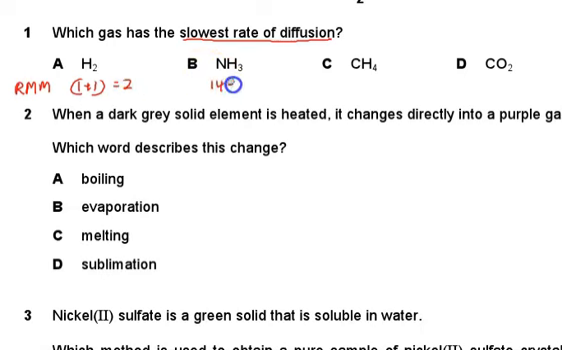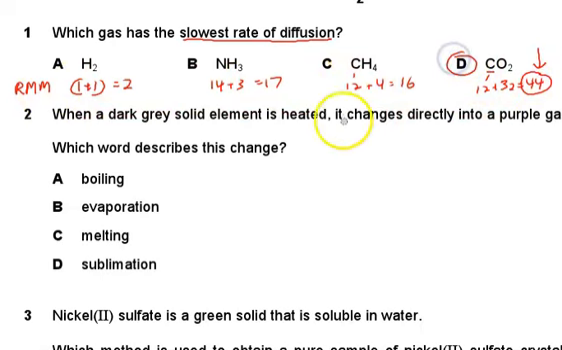Here it will be 14 plus 3, which is 17. Here you have 12 plus hydrogen, 1 multiplied by 4, you get 4, total is 16. And this is the heaviest one: 12 plus 16 multiplied by 2, which is 32, giving 44. So you can see that it is the heaviest in terms of the weight, the RMM. So your answer is D. Now number 2.